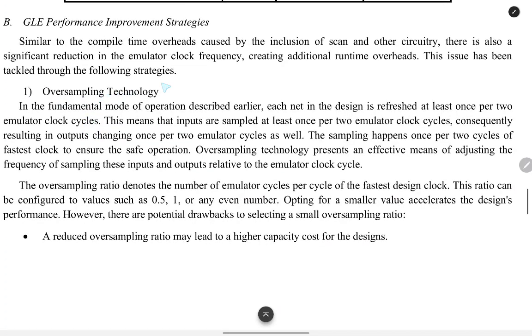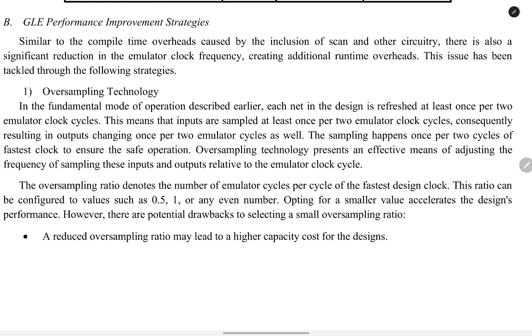1. Oversampling technology. In the fundamental model of operation described earlier, each net in the design is refreshed at least once per 2 emulator clock cycles. This means the inputs are sampled at least once per 2 emulator clock cycles, consequently resulting in an output changing once per 2 emulator cycles as well. The sampling happens once per 2 cycles of the fastest clock to ensure safe operation.